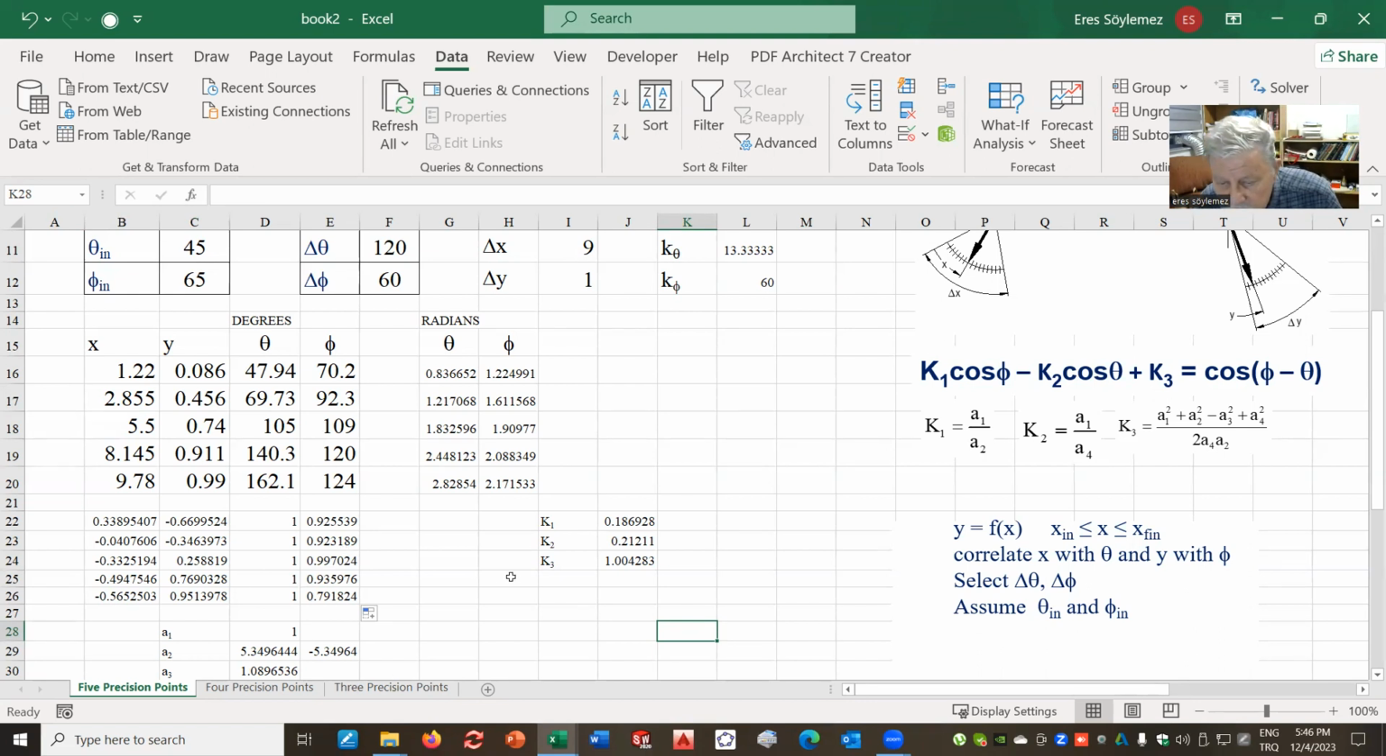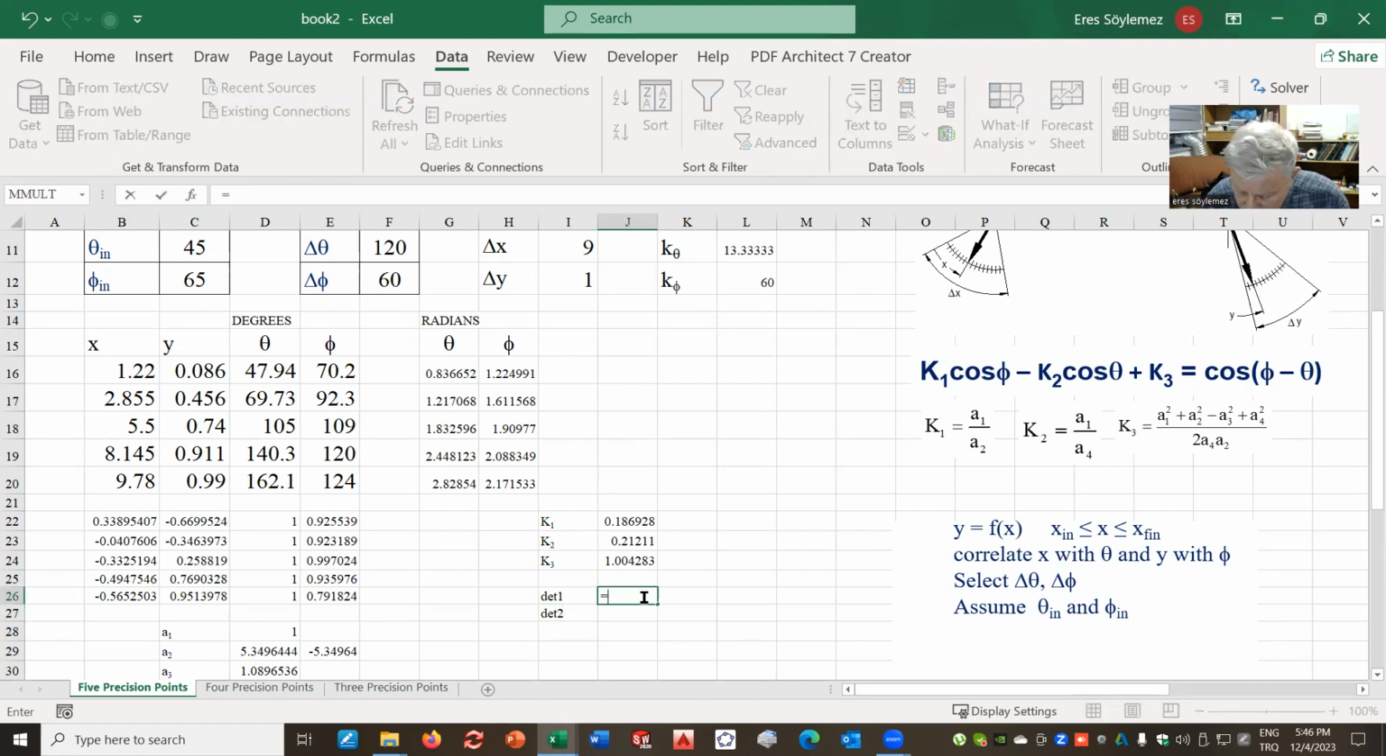So what I will do is, this time that 1, that 2, equal to m determinant, open up parentheses. Notice the first 4 equations.